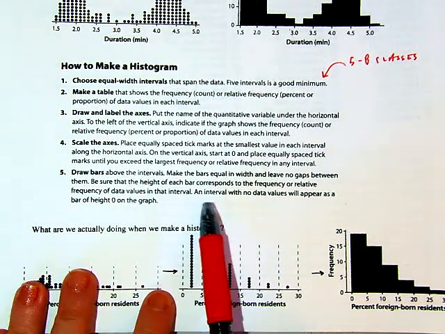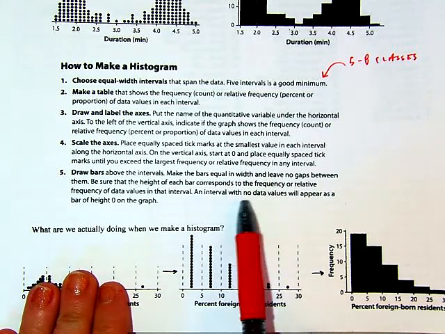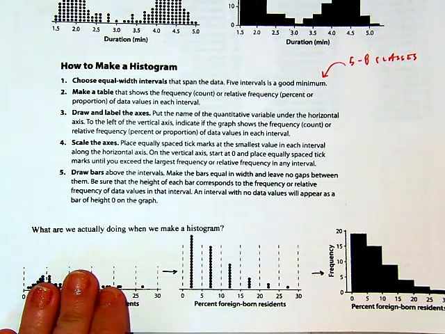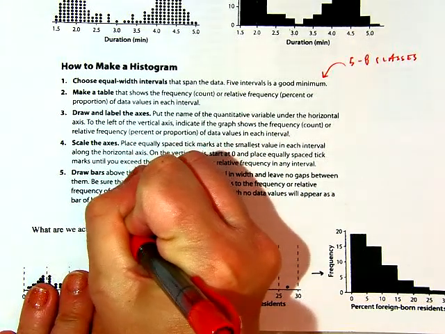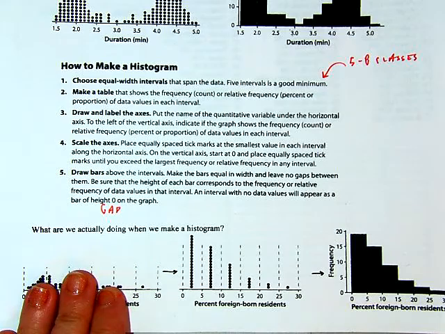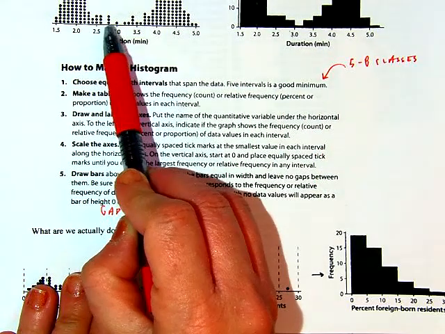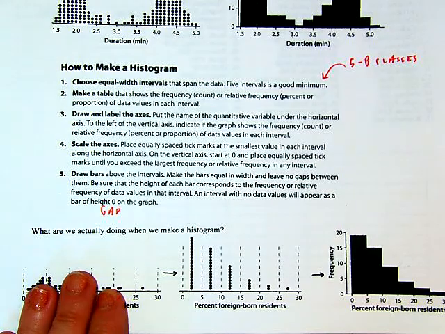And I just wanted to tuck in here that an interval that has no data values will appear as a bar with a height of 0, or we think of that as a gap. I don't have any gaps in my histogram up here, but I have a few gaps in my dot plot when I was looking at individual pieces of data.